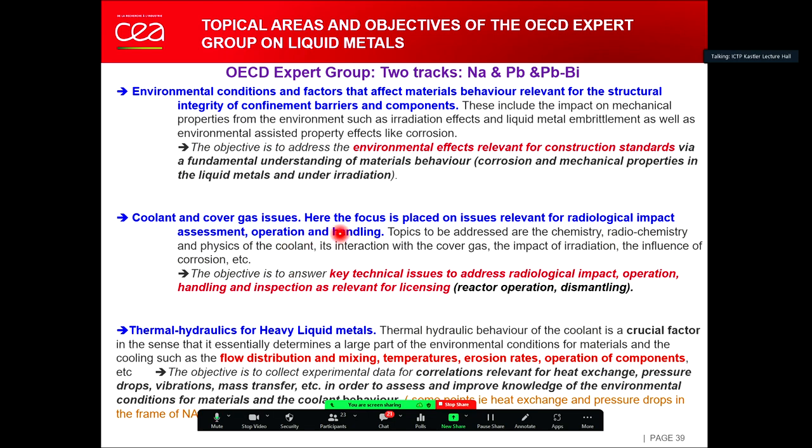Second part: coolant and cover gas issues. Here the focus is placed on issues relevant for radiological impact assessment, operating and handling. It's more to give some recommendations for the operation, not for the design, but for the operation. And a very important point we have also is the thermohydraulics, particularly for heavy liquid metals, because in sodium we have enough feedback, but it was an important point for the heavy liquid metal community.